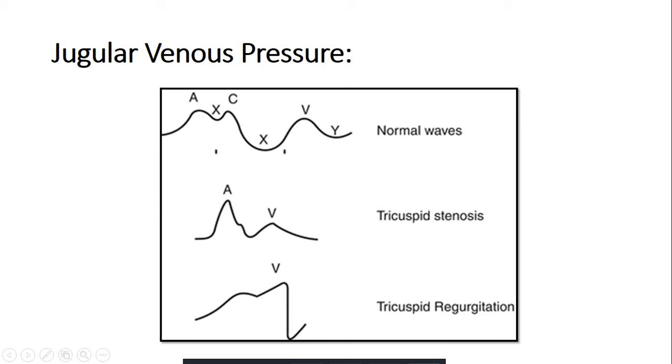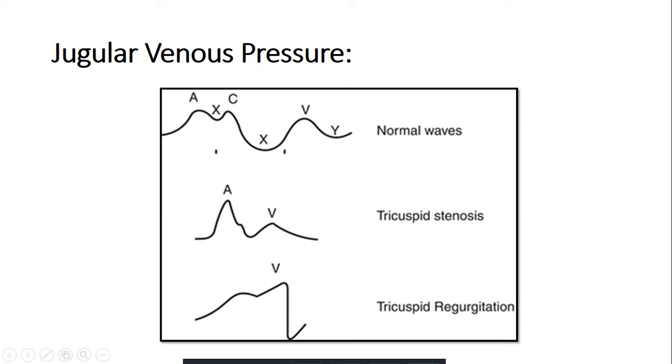How about tricuspid regurgitation? Tricuspid regurgitation causes volume overload on the right atrium, transmitted into the jugular venous pulsation waves as a big V wave. So you will have a normal A wave but a big V wave. In tricuspid stenosis you have a normal V wave, as the volume is not affected so much.